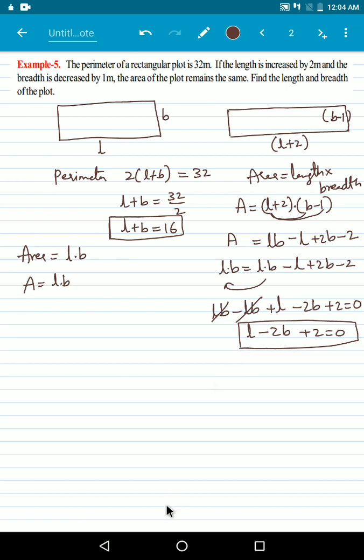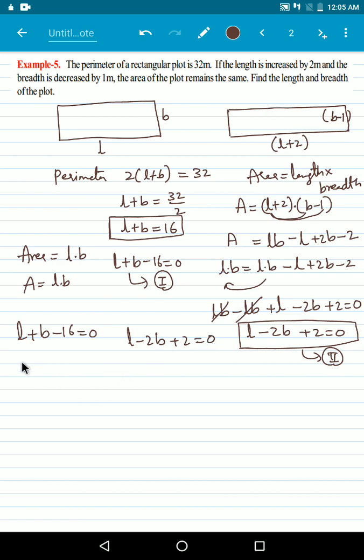Okay, what is the first equation? L plus b minus 16 is equal to 0. This 16 we send this side, so this is our first equation and this is our second equation. All right, I hope this is clear. We can take length as x and breadth as y also. It is up to us, it is the student's choice. Now let us simplify this. L plus b minus 16 is equal to 0 is one, and L minus 2b plus 2 is equal to 0 is another equation. We have two equations, right?